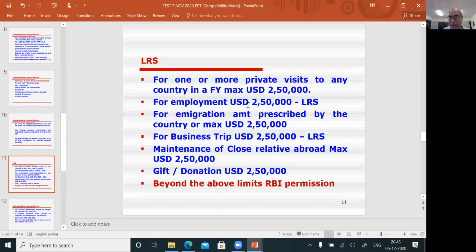So this is the maximum for private visit, employment, immigration, business trip, maintenance of close relative, gift and donation: 2,50,000. What about medical treatment and education study? That also we saw, no, that is not mentioned here. So for these things, 2,50,000 is the maximum. Beyond that, RBI permission is required. Now let us see what happened to the medical and study abroad.